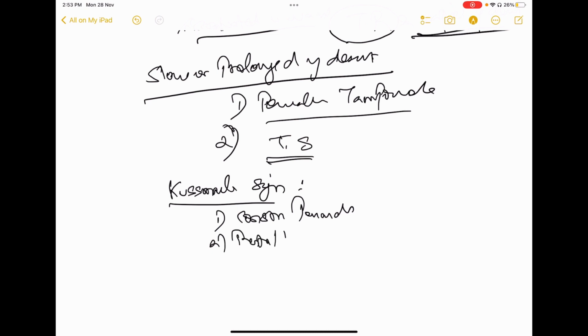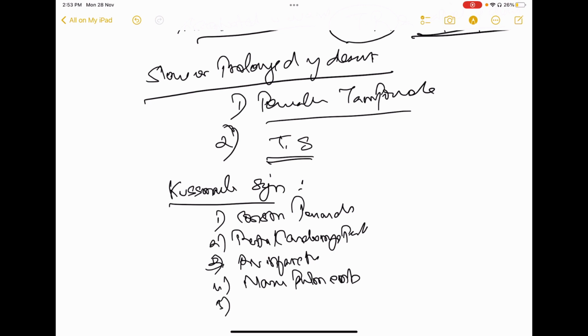restrictive cardiomyopathy, right ventricular infarction, massive pulmonary embolism, and the other one will be severe LV systolic dysfunction. You don't have to memorize any of this, let me tell you.